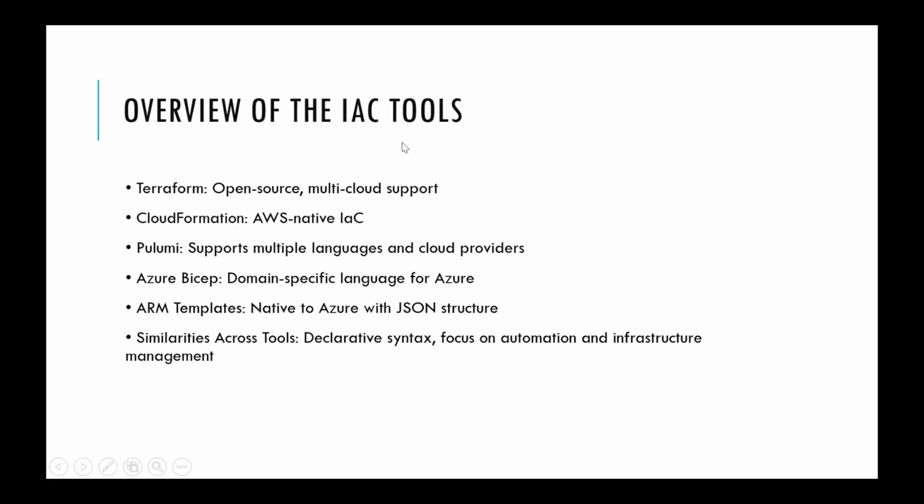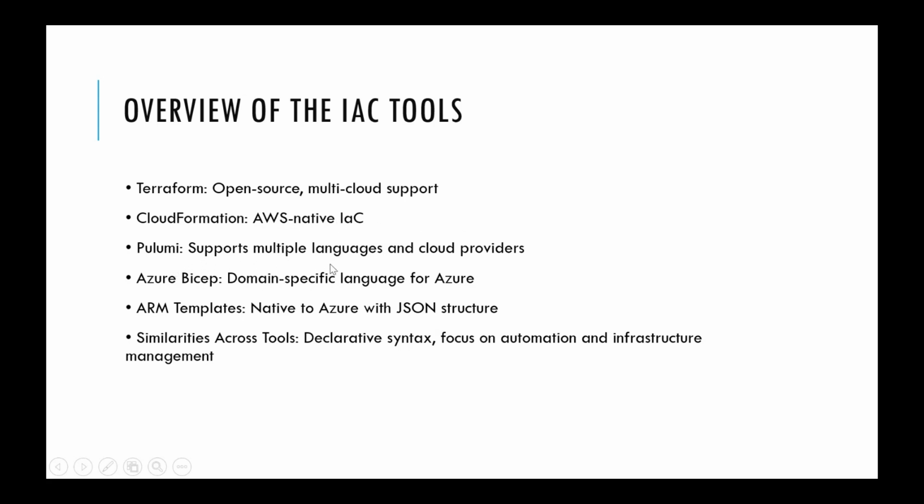These are some of the IaC tools. The first one is Terraform. This is open source with multi-cloud support. You can use Terraform in multiple clouds like Azure, AWS, GCP, Oracle, or any other cloud as well. The second one is CloudFormation. This is specific to AWS. You can also say this is AWS native. You can only create resources with CloudFormation in AWS only. You cannot do that in Azure or GCP. So CloudFormation is AWS only.